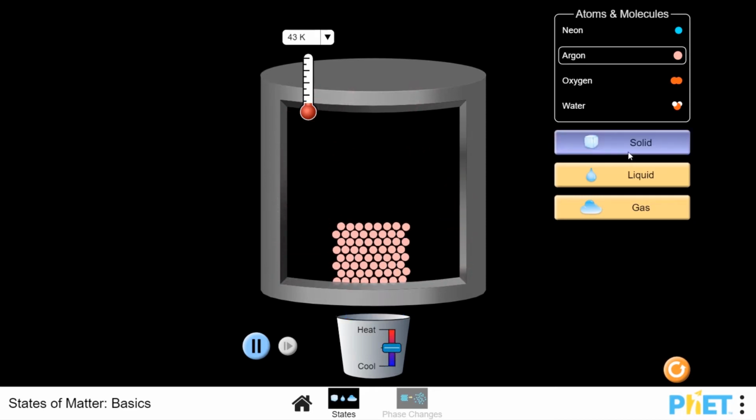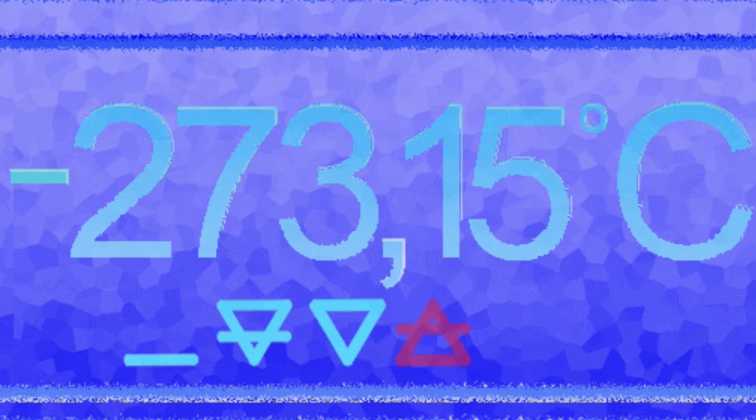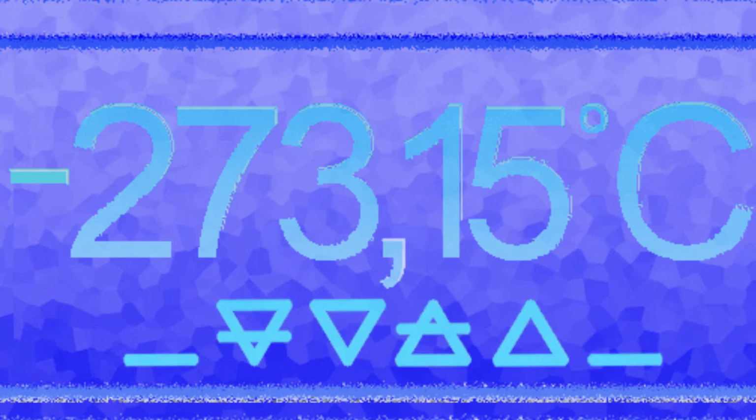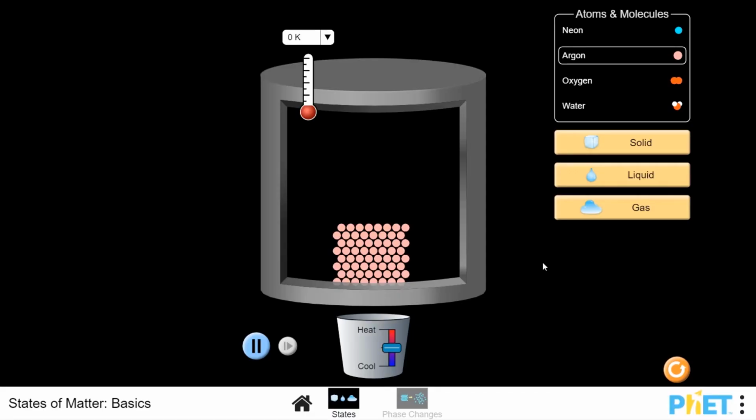We can see that it's a solid at 43 kelvins, but the particles are still slightly vibrating. If we put the temperature to their lowest energy point, known as absolute zero, which is 0 kelvins or negative 273.15 degrees Celsius, they don't stop moving completely, but move so slightly you can barely even see it.